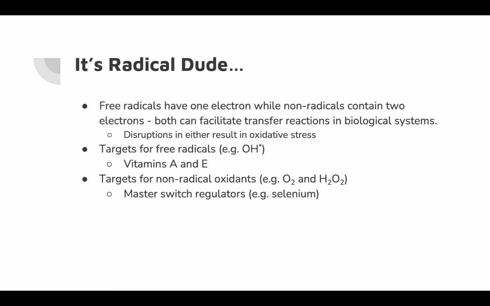Free radicals have one electron, but there are also non-radicals that contain two electrons, and believe it or not, both can facilitate the transfer of reactions in biological systems through electron transfer. Disruptions in either free radical or non-radical electrons can result in oxidative stress.